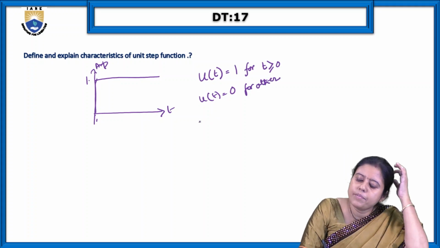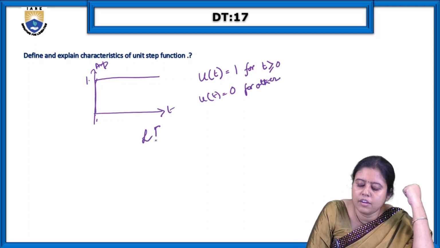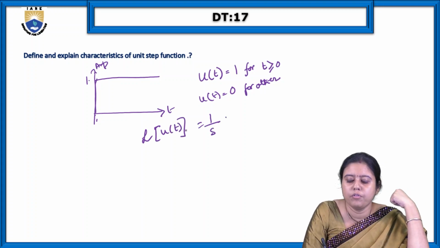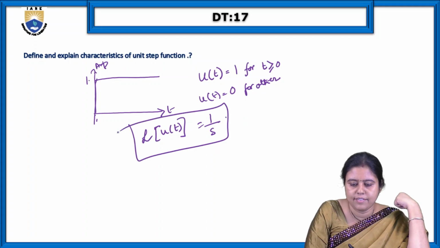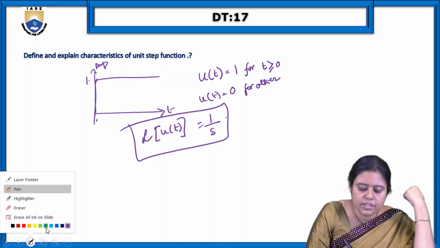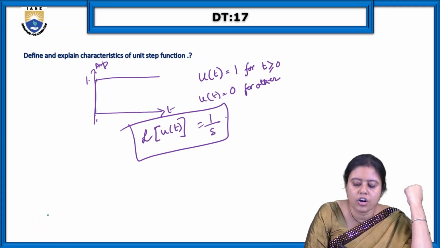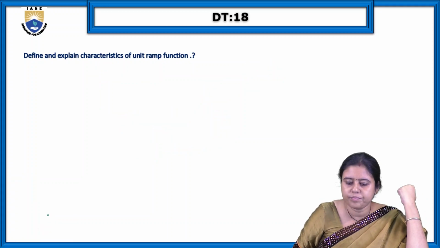What is the value of the Laplace transform of u(t)? The Laplace transform of u(t) is 1 by s. So this is called the unit step. We can also call it the DC input or constant input.